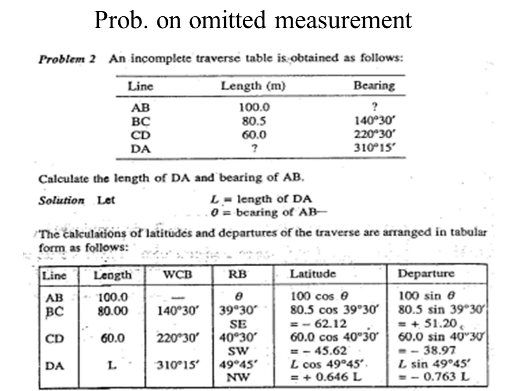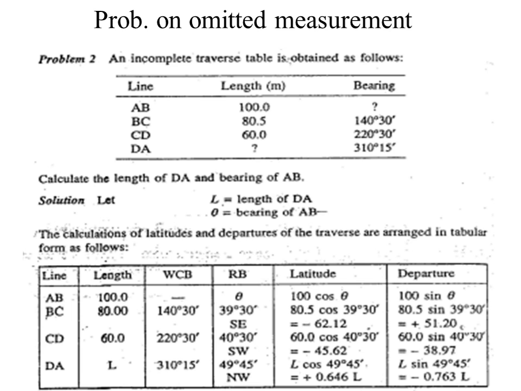Then in this slide we are going to see how to solve the problem on omitted measurement. Generally in omitted measurement, the field observations such as the length or bearing of a line are missing, and when these are missing, how to calculate the other parameters which are required for calculating or plotting the given traverse.